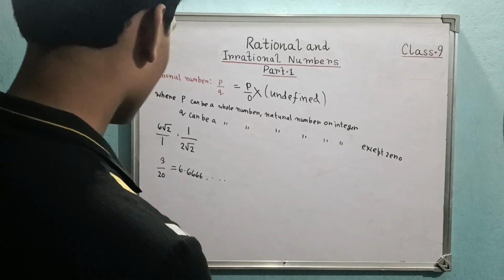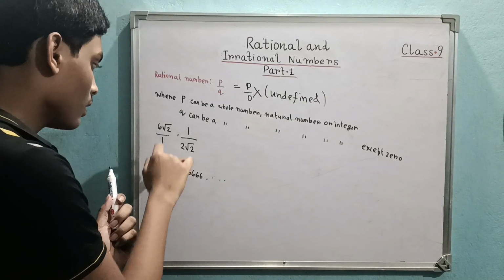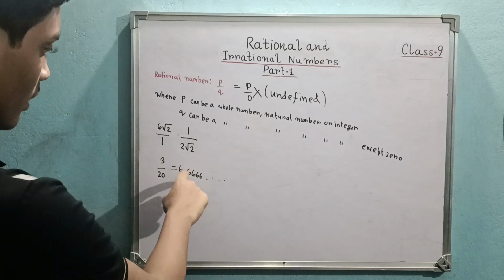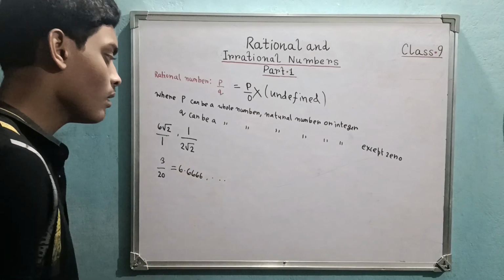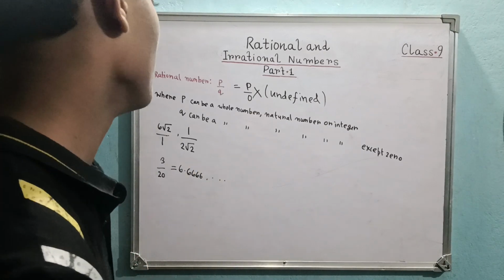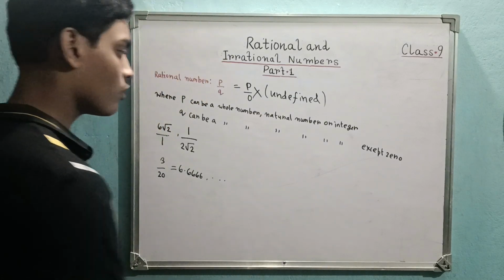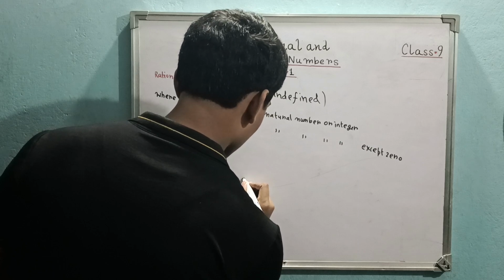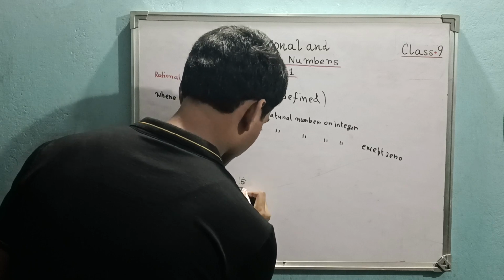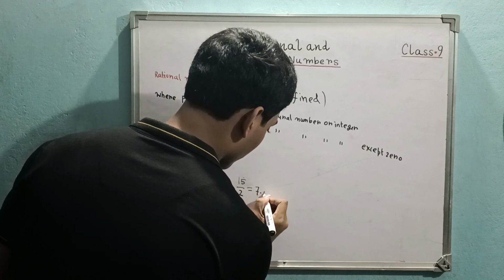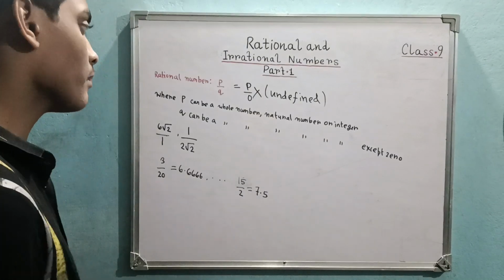So when you divide the numerator by the denominator and you see infinite digits in the decimal place, then that is a non-terminating decimal. And when you see a definite number of digits, suppose I consider 15 by 2, this is 7.5. See, we have only one digit after the decimal point. This is a terminating decimal.